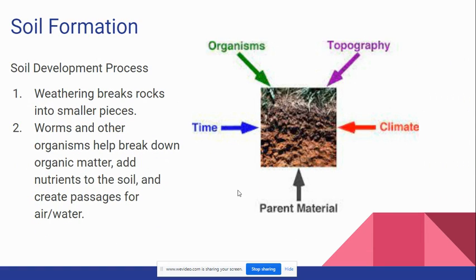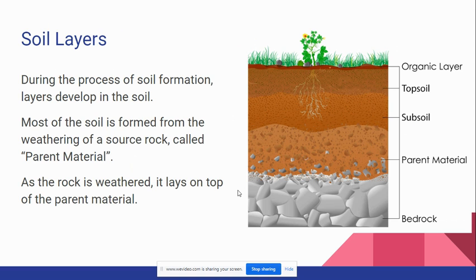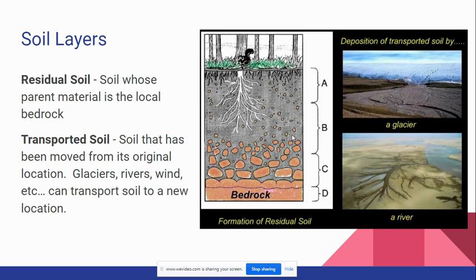How does soil form? Weathered rocks break into smaller pieces. Worms and other organisms break it down. Organic matter, they add nutrients to the soil. They create passages for air and water. As the soil develops, it forms layers. The more layers, the more developed the soil becomes. You can see at the very bottom is the bedrock, then the weathered parent material, then you have what's called subsoil, topsoil, and at the very top is the organic layer. Organic means made of living things in this respect.